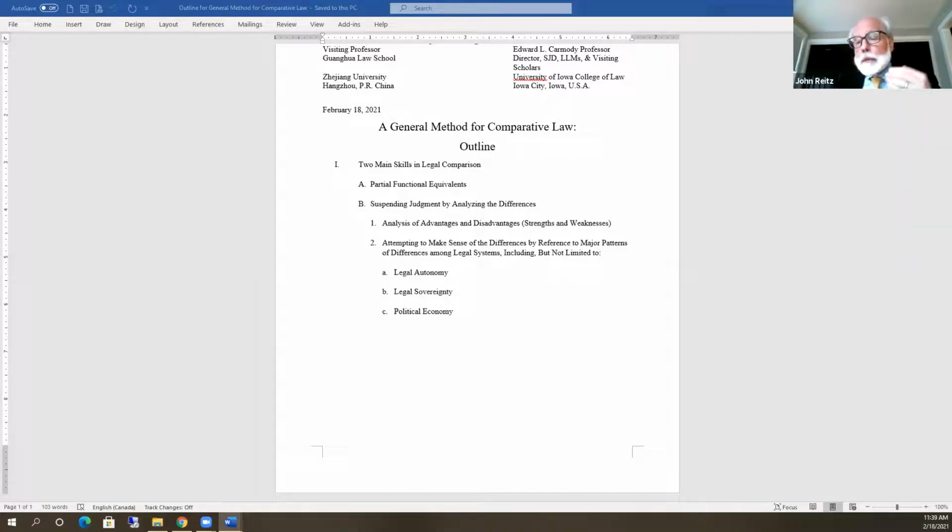And there are aspects of the way the economy is organized and the way society is organized in general that also will reflect these patterns. So I have actually suggested that there are three broad patterns, and that's what's listed here in the last point of my outline. And these three broad patterns are not the only important ways in which countries differ, but they are ones that are particularly important for looking at legal systems.